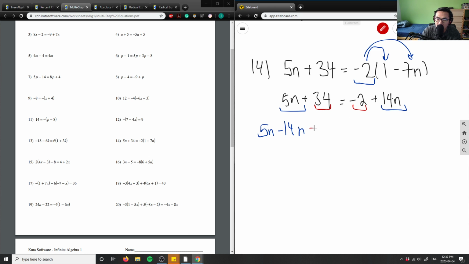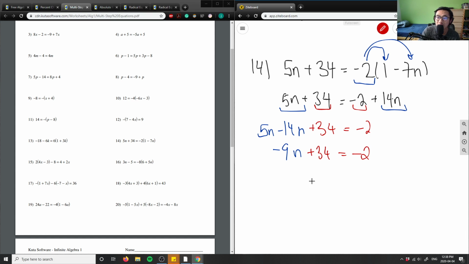Then I'm going to write my constants in red. So 34 equals negative 2. I didn't do anything to those. Then I can combine like terms. I can gather like terms. Now 5n minus 14n. 5 minus 14 here is negative 9. Is it negative 9? 5 minus 14 is negative 9. Yes, all is good in the world. Negative 9n, and this is still plus 34 equals negative 2.